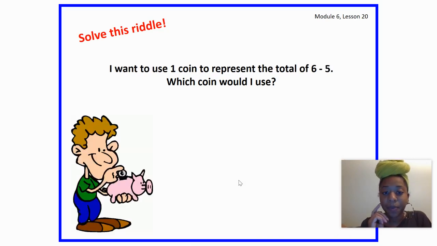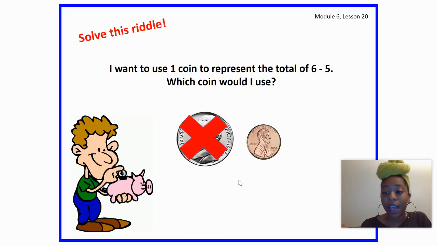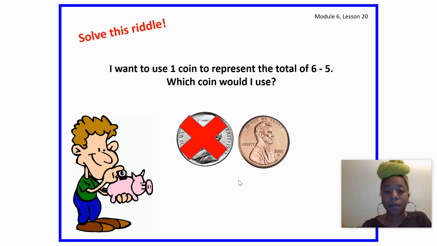Let's solve another riddle. I want to use one coin to represent the total of 6 minus 5. Which coin would I use? 6 minus 5. That means I'm going to subtract and I'm going to take away. Let's show 6 using our coins because 6 is the whole, and we're going to take away from the whole. So let's show 6. 5, 6. How many are we subtracting away? We're subtracting away 5. Which coin is left? Which coin should I use to show 1? Because 6 minus 5 is 1. Which coin is worth 1 cent? You got it. It's on the screen. 1 cent is the same as 1 penny. The coin I would use is 1 penny.